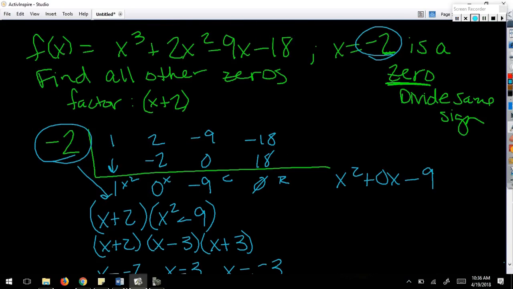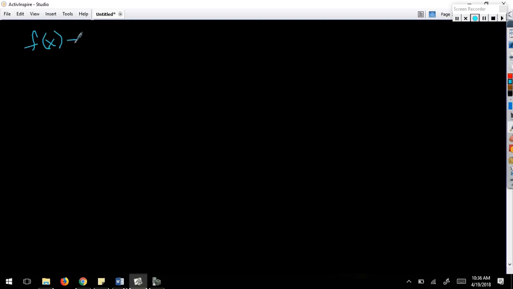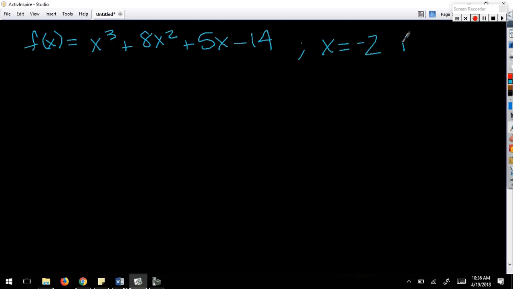Let's do x to the third plus 8x squared plus 5x minus 14. Let's use the same 0. Let's say x equals -2 is a 0. Find the other zeros.